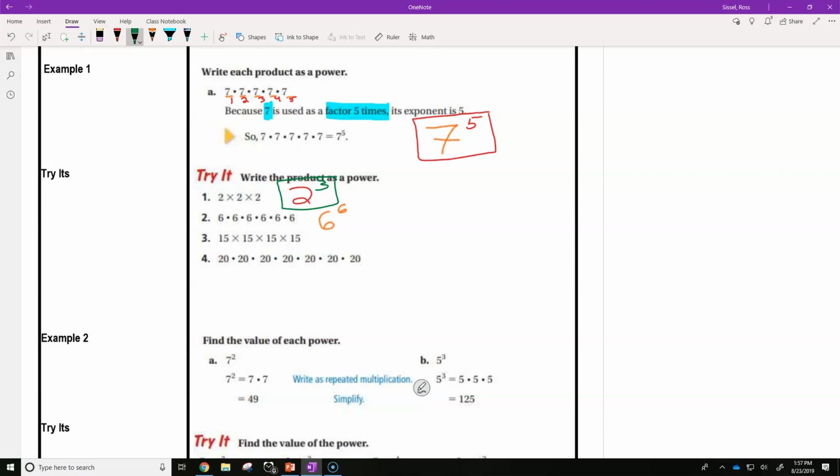Patrick, what would be my base? 15. 15 is the factor that is repeating. Patrick, what would be my exponent? 4. 4. Okay, we're going to give Patrick 2 claps and a Hulk Hogan.